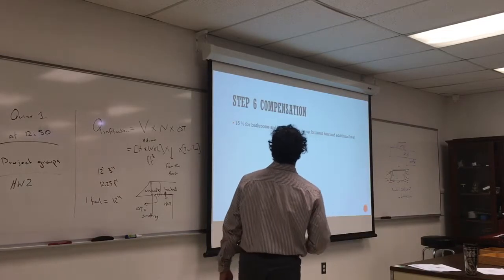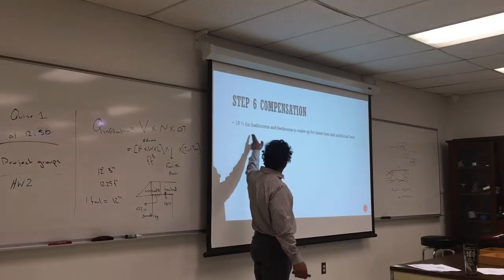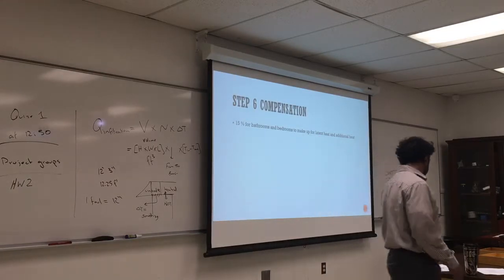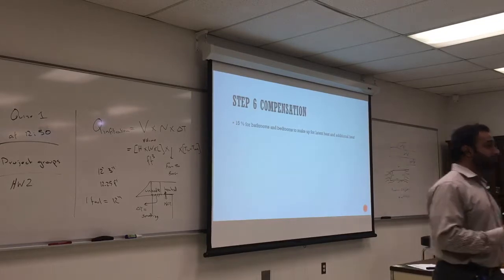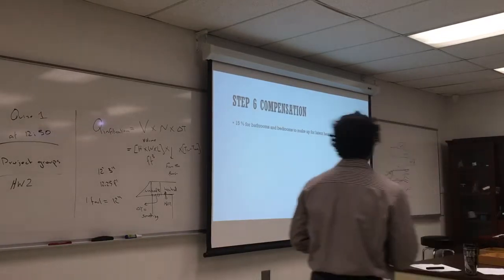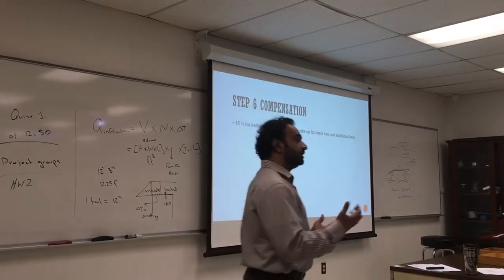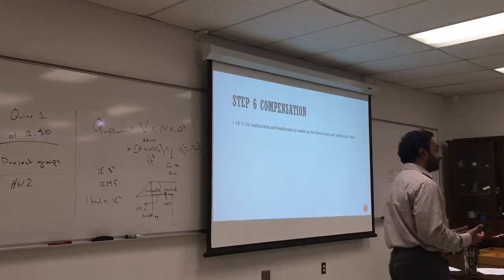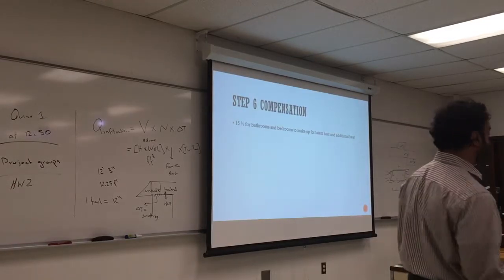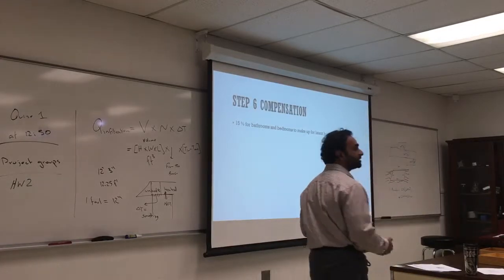Step six, compensation. So 15% for bathrooms and bedrooms to make up for latent heat and additional heat. If you look at the sheets, if it's a bedroom or a bathroom, you add 15% to the heating load. Why? Bathrooms have a lot of vapor, humidity, and whenever you evaporate things, you lose heat. And for bedrooms, you want to add 15% because you need the bedroom to be a little bit warmer to sleep. When you sleep, your body temperature drops, so you want to compensate for heat. So 15% capacity is preferred.